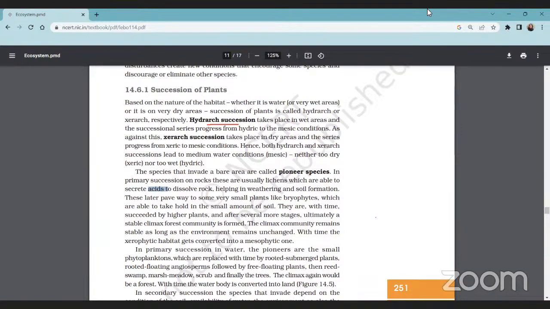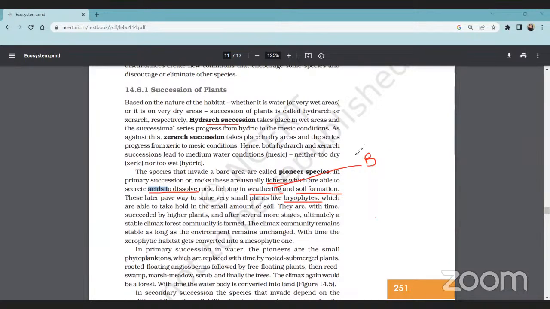Lichens release some acids, and by these acids they dissolve the rocks and help in weathering. Weathering means the breakdown of rocks: big rocks are converted into small stones. That process is called weathering, and it also forms soil. Later they pave the way for very small plants like bryophytes.